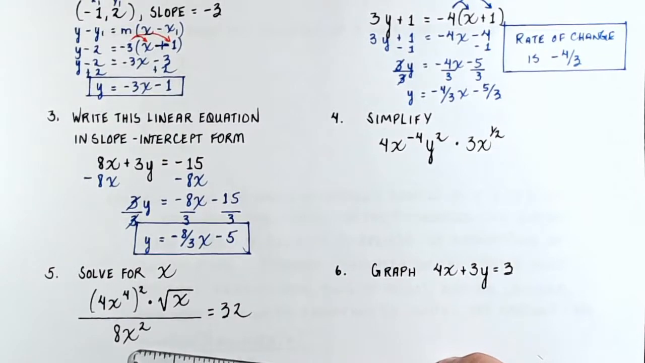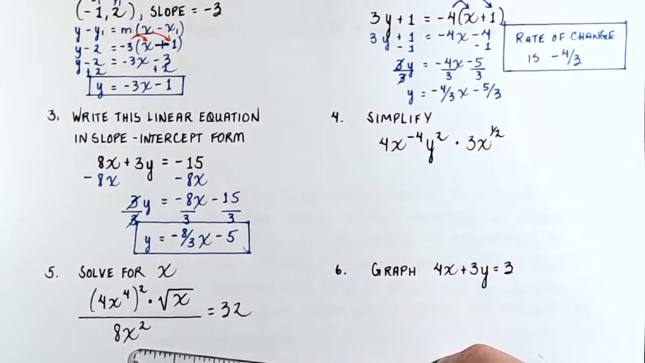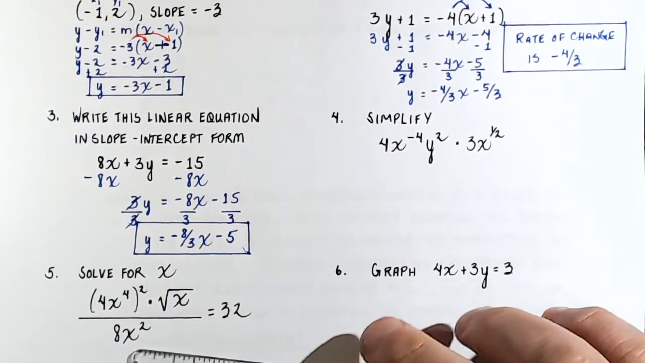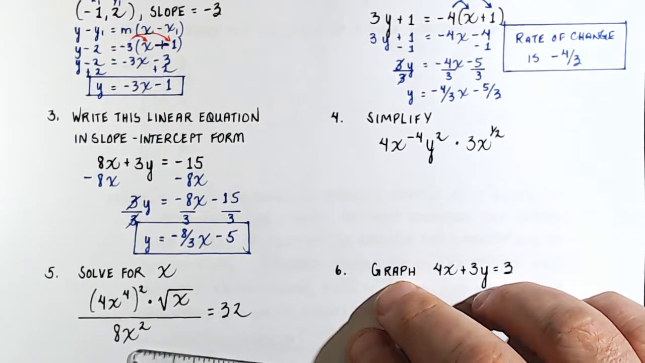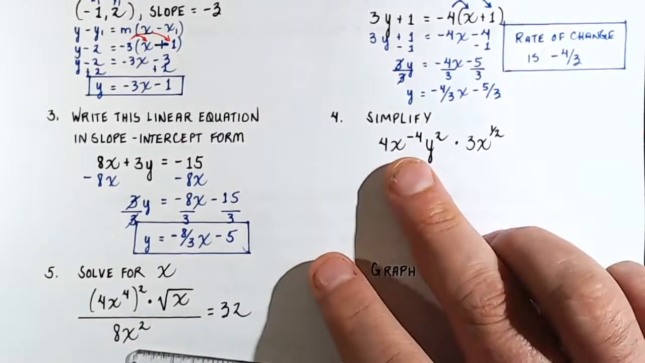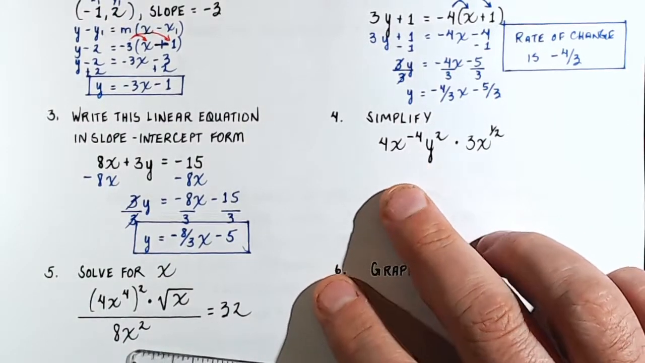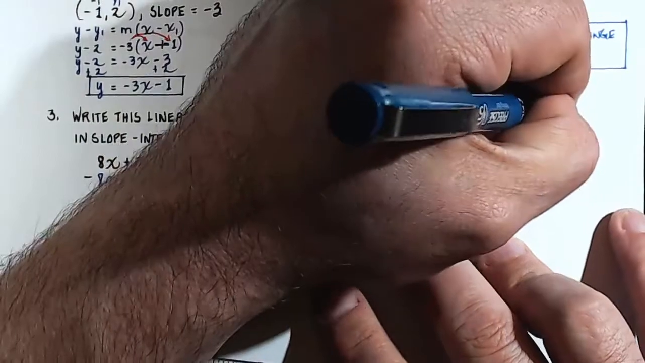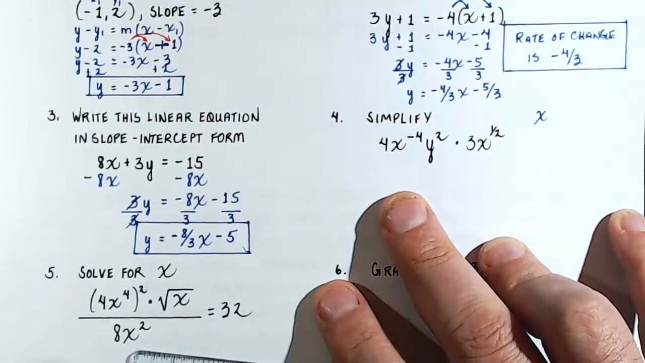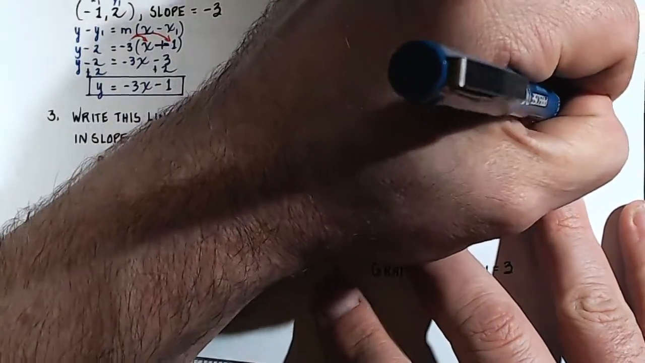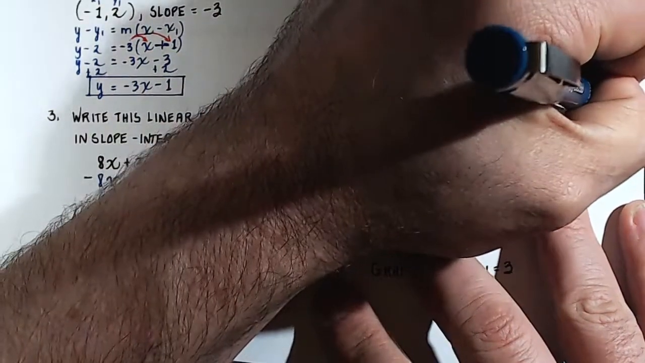Here we're asked to simplify. We're given 4x to the negative 4th times y squared times 3x to the 1/2 power. Okay, so there's a lot of exponent rules being thrown at you all at once. The first exponent rule that's being thrown at you is the negative exponent rule. So over here, we need to remember our negative exponent rule. X to the negative 4th equals 1 over x to the 4th.